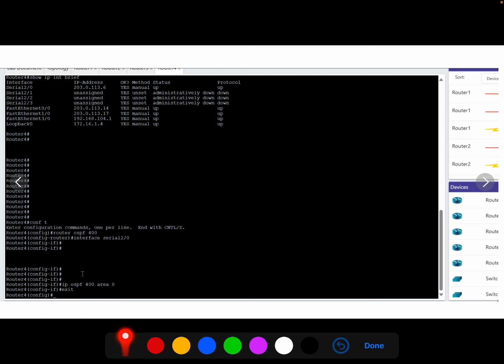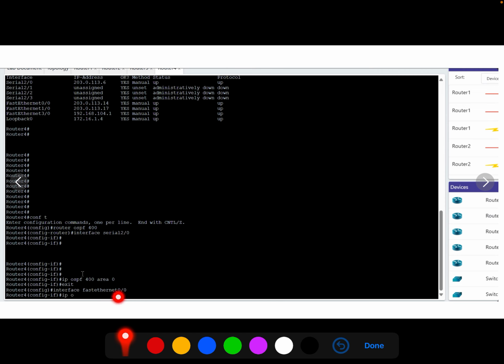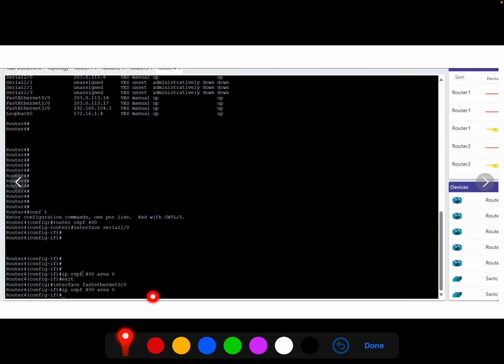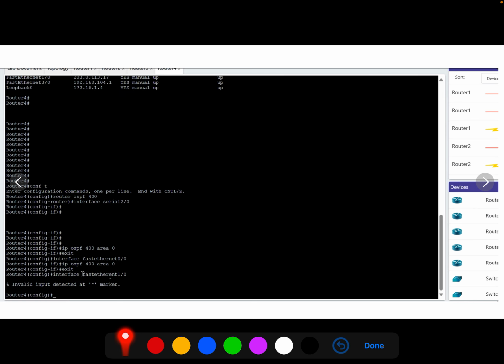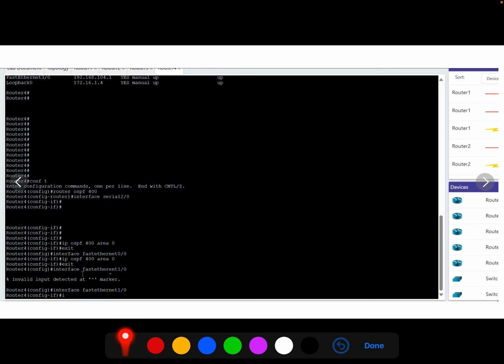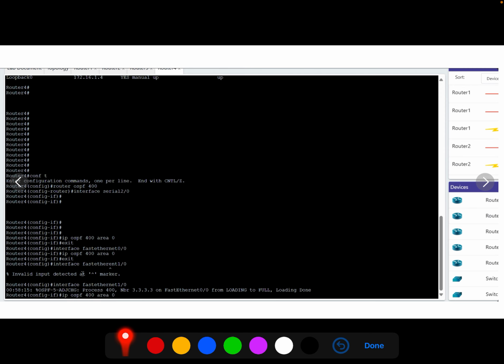Exit. Okay, come out of this interface configuration mode. Let's go back into global configuration mode. Interface Fast Ethernet 0/0. IP OSPF 400 area 0. Exit. Interface Fast Ethernet 1/0. Oops, sorry, typo. Right, Fast Ethernet 1/0. IP OSPF 400 area 0. Okay, great.